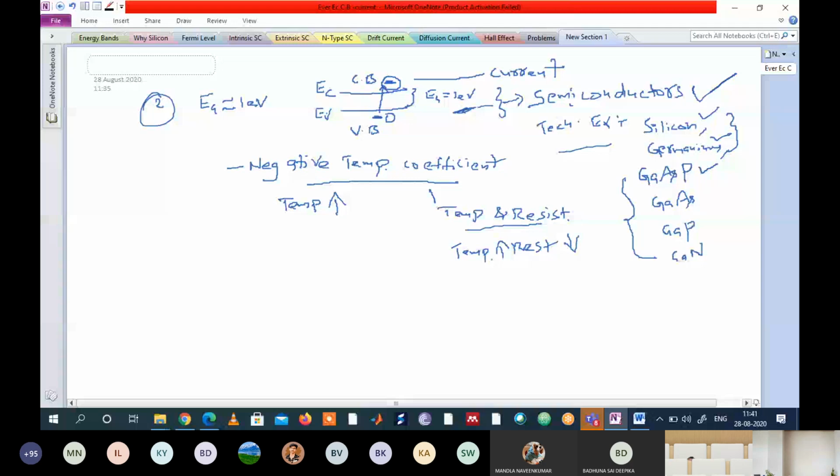Because just now I told you, if any electron present in the valence band acquires 1 electron volt, then definitely it will jump from the valence band to the conduction band. So now what happens? Is current increasing or decreasing in semiconductors? Current is increasing. So if temperature increases, what is temperature?